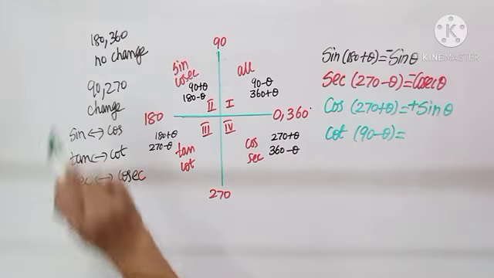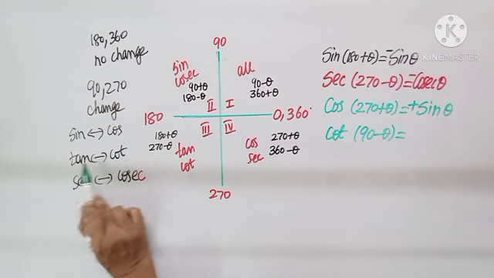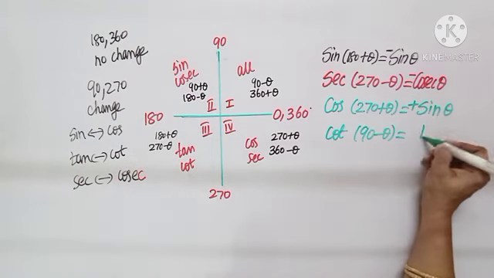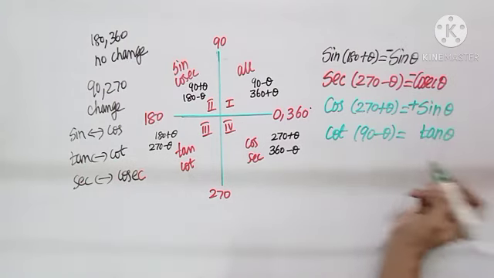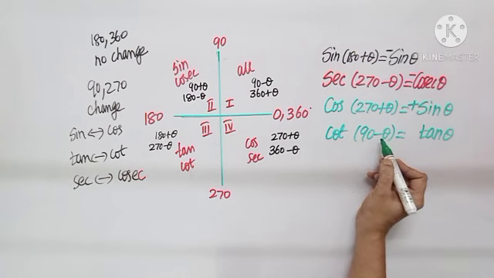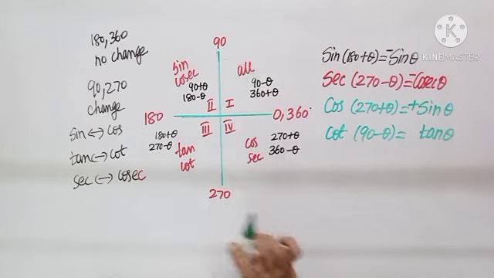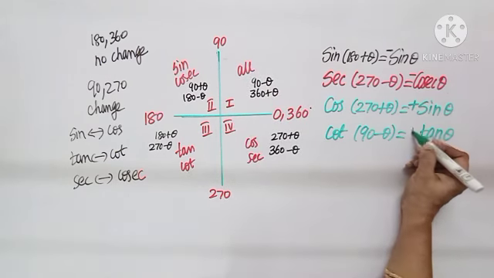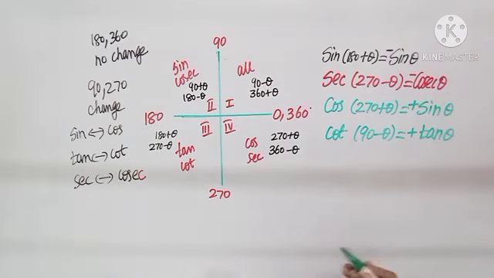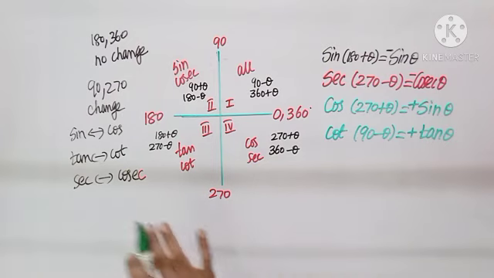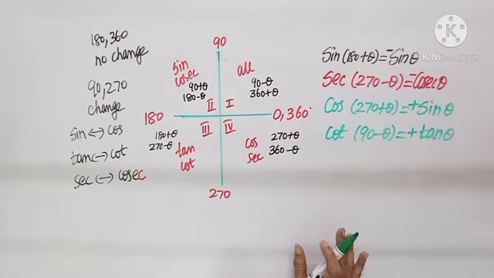90 comes, change. Change what? Cot into tan. So my answer is tan theta. 90 minus theta comes in which quadrant? First quadrant. First quadrant, all the ratios positive. So cot is also positive. Like this, you can tabulate for all such values as we do in exercise.